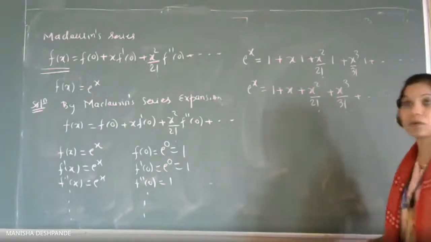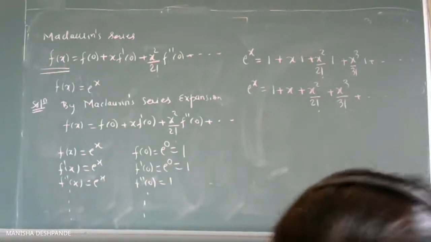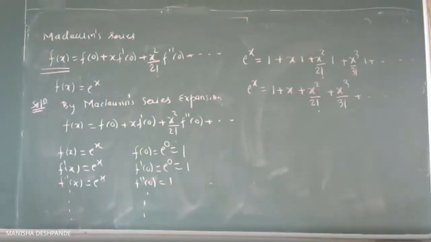Okay, as simple as that. So you will be asked this question for 1 mark. What is the expansion of e raised to x? So it will be this, you have used it already. So how do we get it? We get it with the help of Maclaurin series. 1 plus x plus x square by 2 factorial plus x cube by 3 factorial plus dot dot.